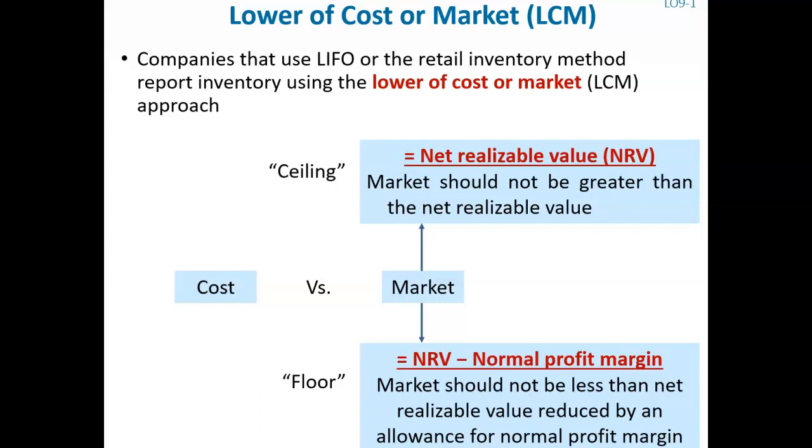If replacement cost is between the ceiling and the floor, it represents market. If the replacement cost is above the ceiling or below the floor, then the ceiling or the floor becomes the market. The designated market amount is compared with cost, and the lower of the two amounts is used to value inventory. I know this sounds confusing, so let's walk through an example one step at a time.